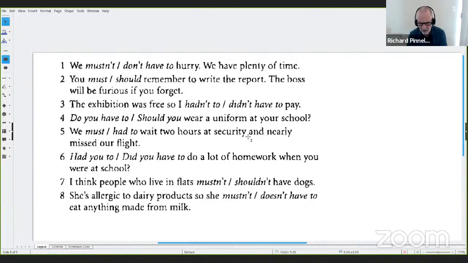Nadia says, don't have to. Yeah, eso es correcto. Very good. Porque aquí queremos decir, no es necesario. No es necesario que nos apuremos porque tenemos mucho tiempo. Si yo digo, we mustn't hurry, está prohibido apurarnos. No queremos decir eso. So, very good, Nadia.